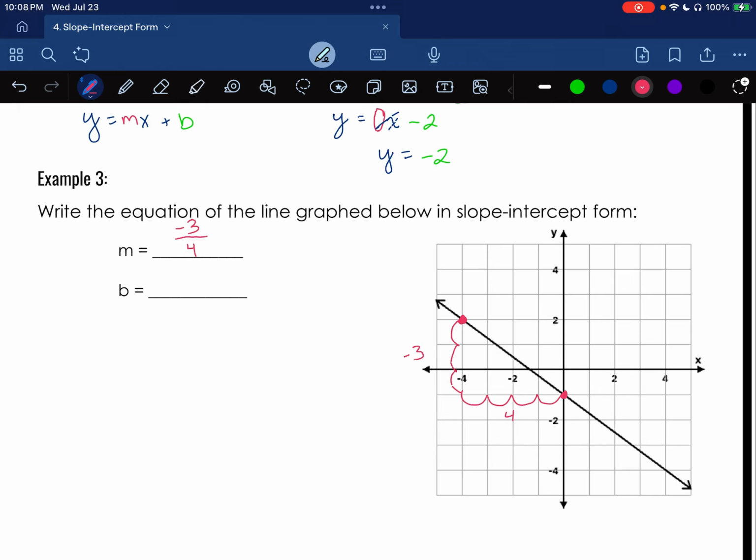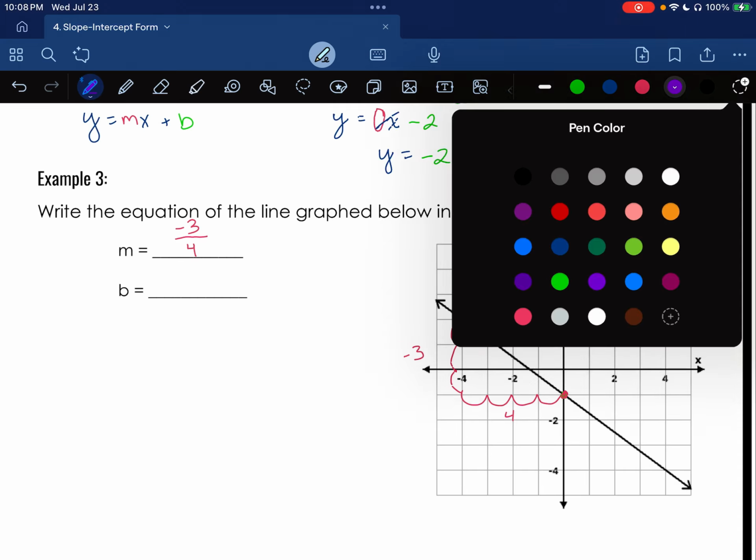So here, let's use purple and orange. My brother-in-law would be very happy with me. Okay, so let's think about these ordered pairs. This one is at 0, -1. This one is at -4, 2.